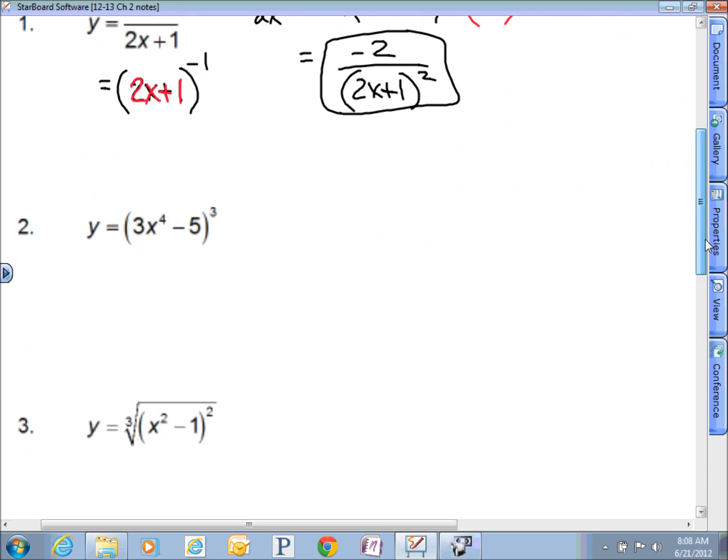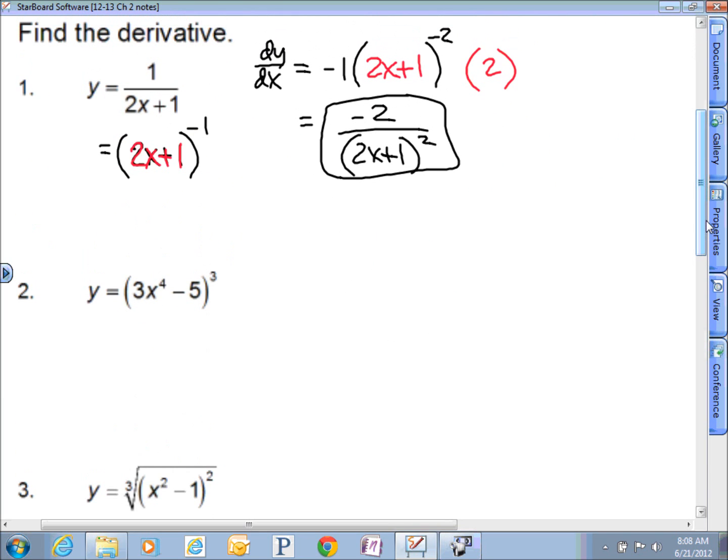Problem number 2. Now, number 2 is a little bit more straightforward, because I can see right here that I have a 3x to the 4th minus 5. That's my red function on the inside, and that is all being cubed. So if that's being cubed, we've got a composite function. Outside is something cubed, inside is this red thing. So let's do our derivative.